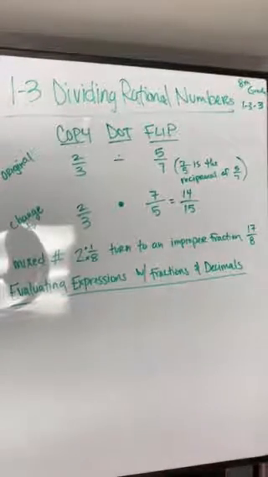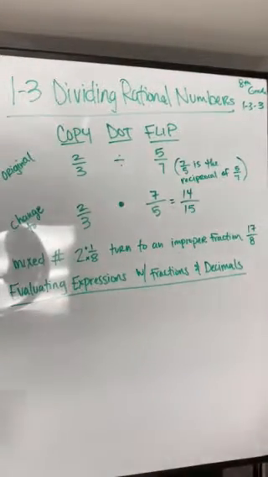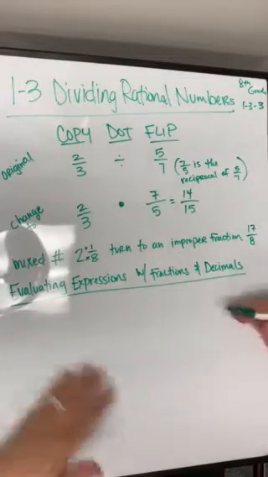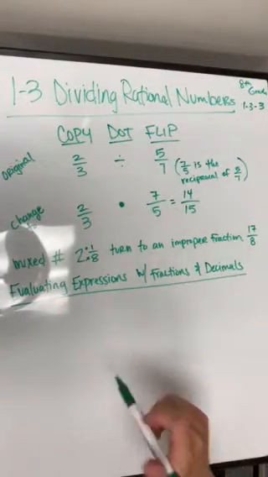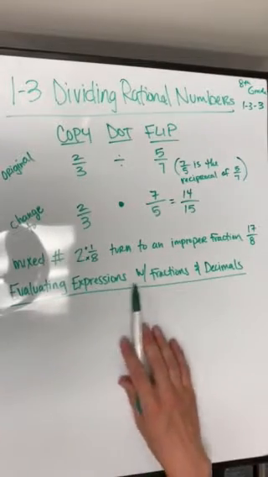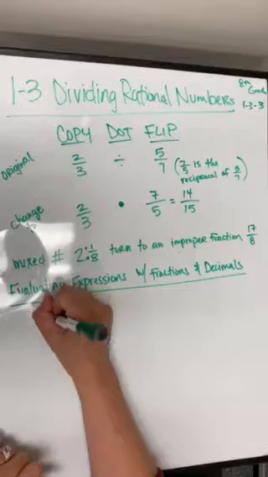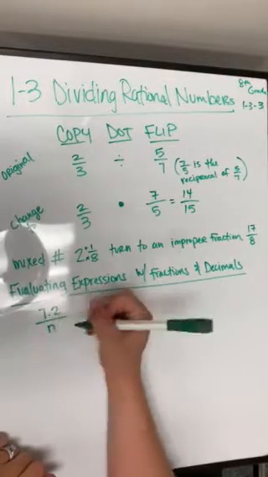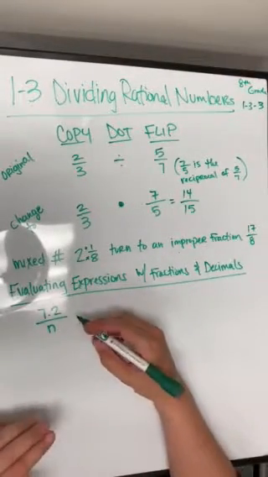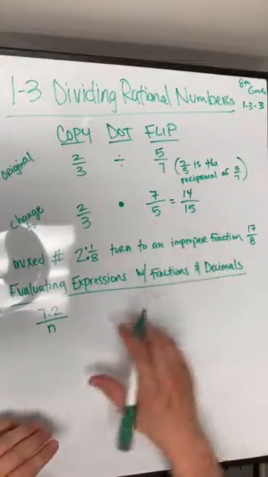All right, the next section, I got rid of a little bit more so we had a little bit more room to work with. This section is talking about evaluating expressions with fractions and decimals. So when it gives us something like 7.2 over n, what it wants us to do is substitute a value in for that.